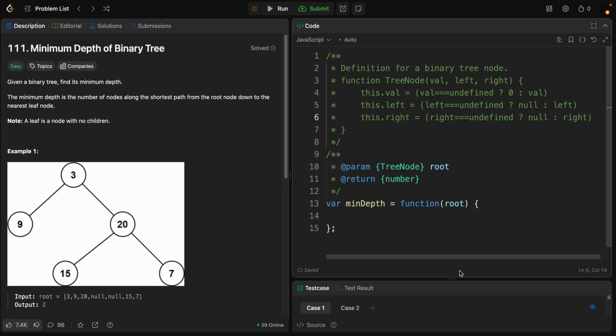You are given the root of a binary tree. The task is to find the minimum depth of the tree. The minimum depth is the number of nodes along the shortest path from the root node to the nearest leaf node. Sorry, not the nearest node, the leaf node.